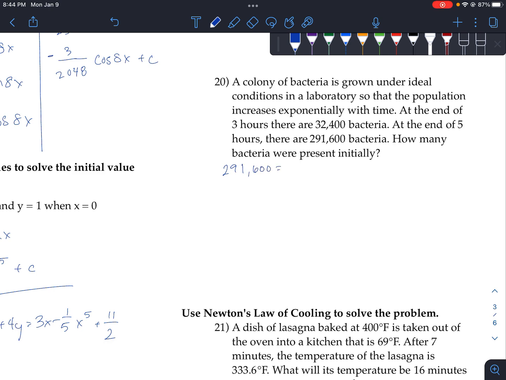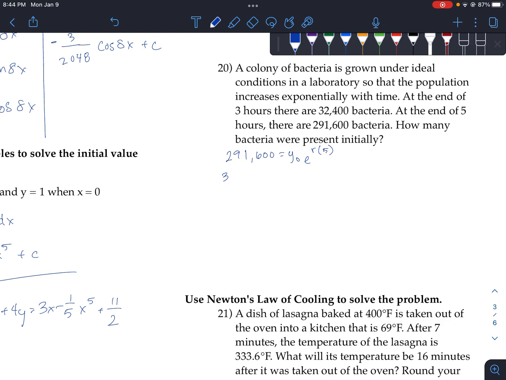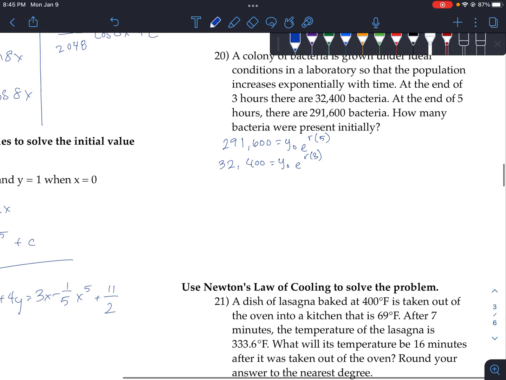So 291,600 bacteria is equal to, we don't know the initial amount, e raised to the, we don't know the rate either, so r times, in this case it'd be 5, but we also know we have 32,400 bacteria is equal to the same thing, but this would be 3, sorry, not years, hours. Okay, so we're going to divide these equations. Because when I divide these, those are going to cancel, and then those exponents are going to subtract. Okay.